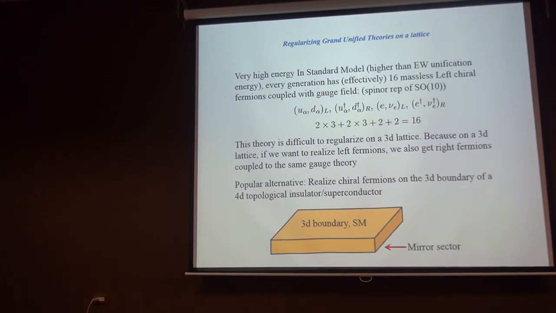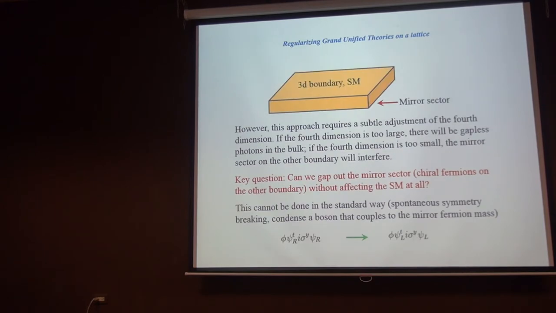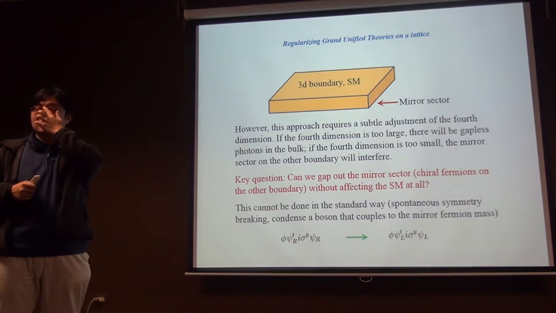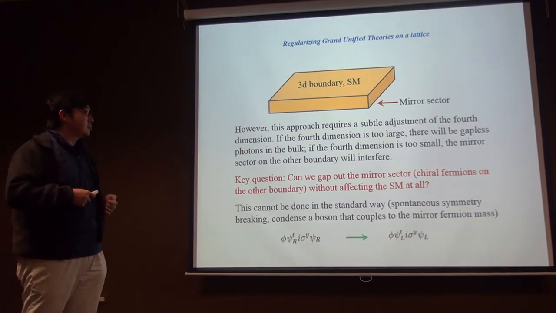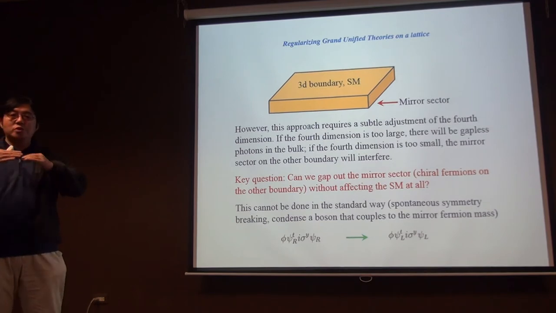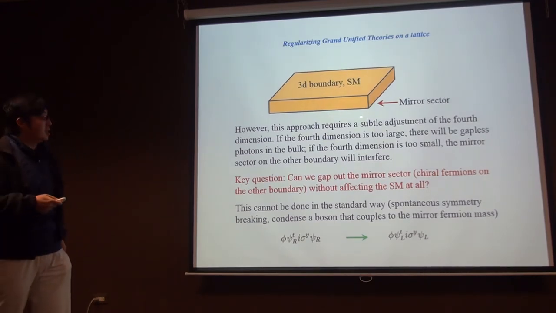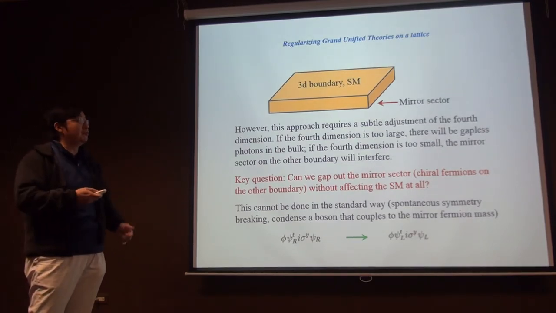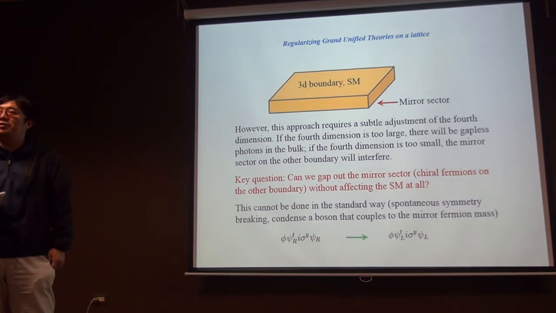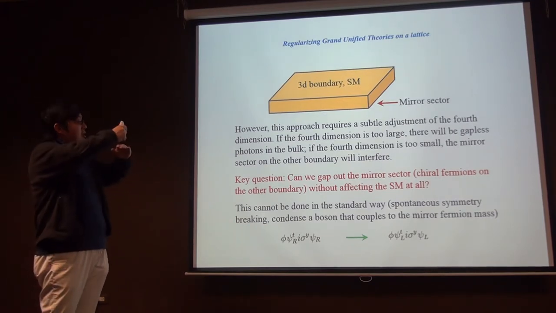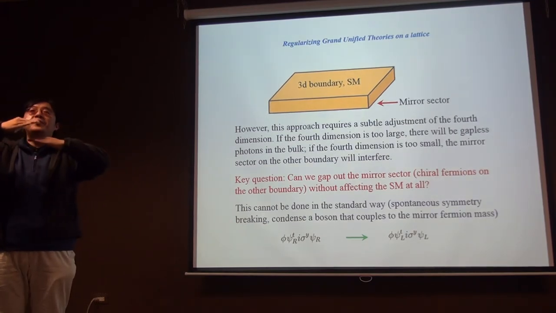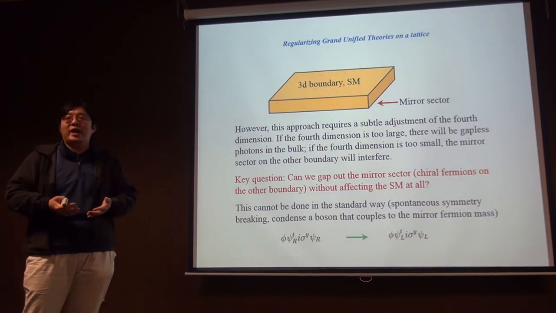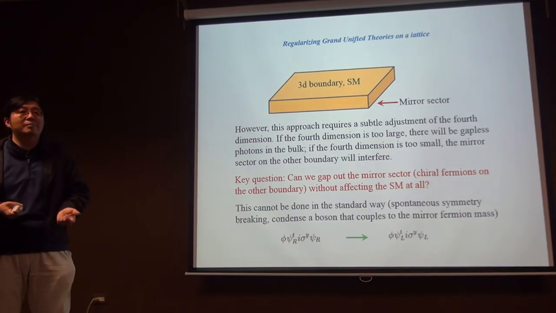But this approach still is not satisfactory in the following sense, because it requires a very, very subtle adjustment of the 4th dimension scale. If the 4th dimension is too large, then the gauge boson in the bulk will be gapless. It will interfere with the boundary standard model and grand unified theory. So we don't want that. But if the 4th dimension scale is too small, then the 2 boundaries will talk to each other and annihilate each other. Okay. So again, we are in a difficult position. How do we adjust the 4th dimension?